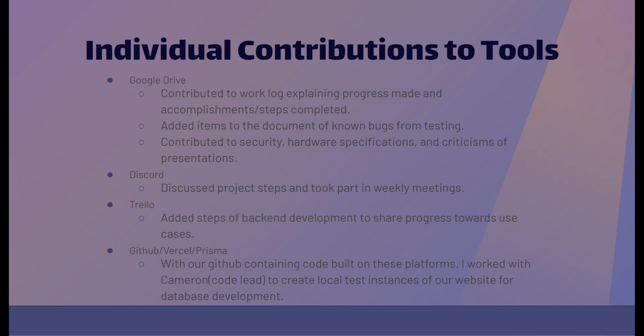In Trello, on some of our use cases, I was able to add some steps that would need to happen as far as the back end goes so that we could track our progress with each step. GitHub is holding all of our code that was built on the Vercel and Prisma platforms, and I worked with Cameron to set up local test instances of our website so that I could use it for development on the back end with our database. And in our GitHub, we have a little wiki section of how to set up this test instance.